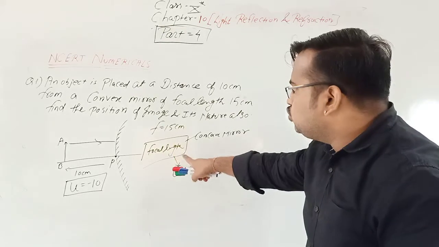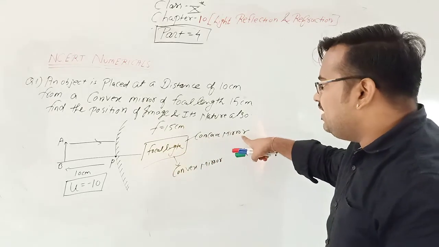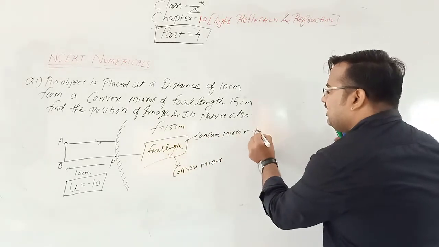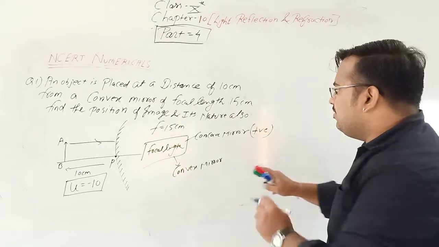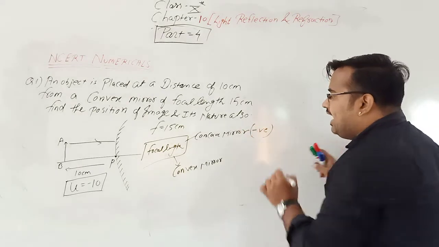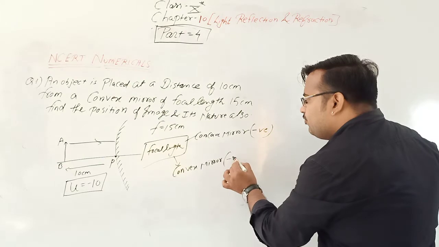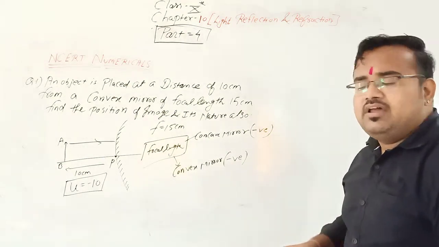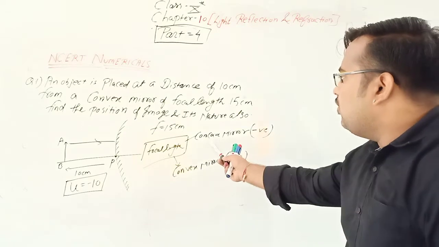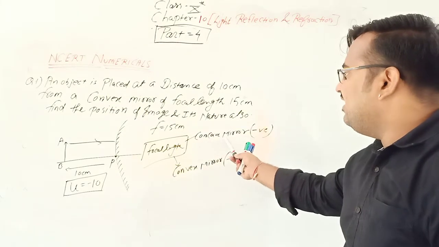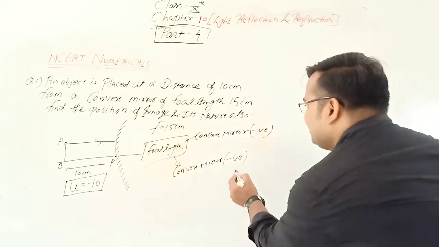This point you should write in your notebook: the focal length in case of concave mirror would always be negative, and in case of convex mirror, the focal length would always be positive.